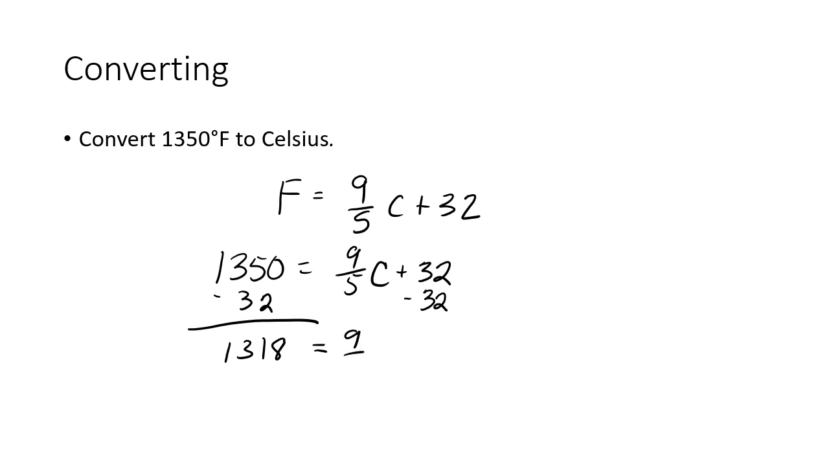That's equal to 9/5 Celsius. To isolate the Celsius temperature, I would multiply both sides by the reciprocal, 5/9. That would cancel out the numerical values on the right, and 5/9 times 1318 gives me a value of 732 degrees Celsius. I am going to keep 3 significant figures for the sake of this problem.